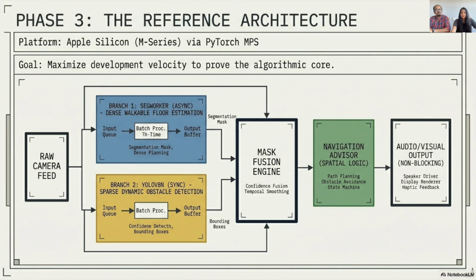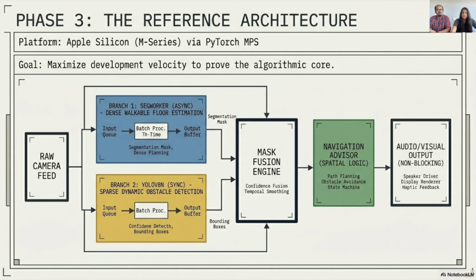Next, I'm going to talk through phase 3, the reference architecture. This is the architecture that we are releasing. What we are using is Apple Silicon M series, PyTorch with the MPS backend. The deployment goal at this stage was deliberate: maximize development velocity to prove the algorithmic core. Embedded hardware comes later. The data flow is raw camera frames fan out to 2 parallel branches.